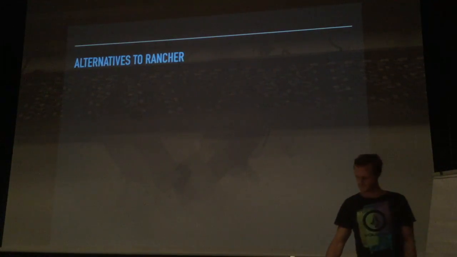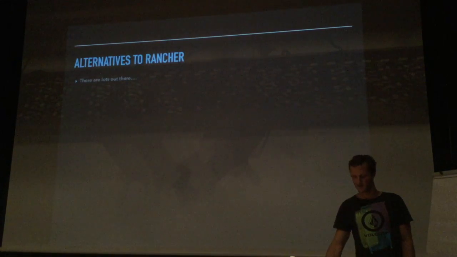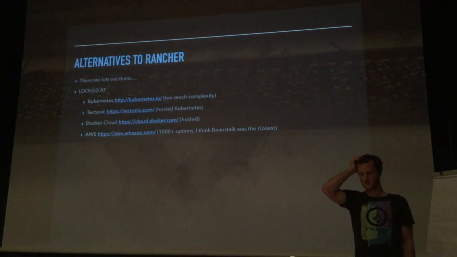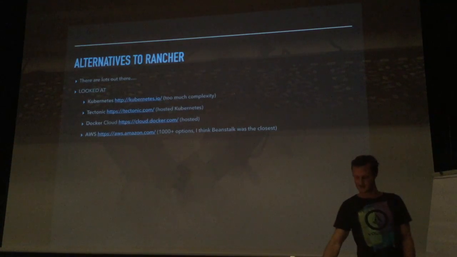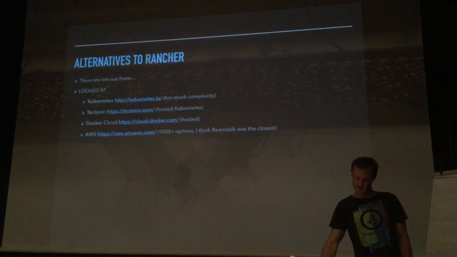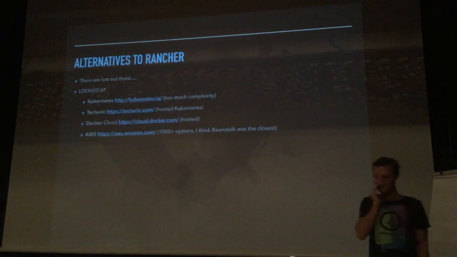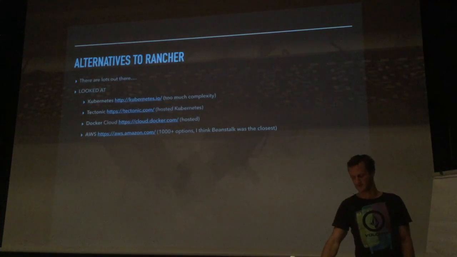So other than Rancher, there were some alternatives. There's plenty of stuff that does Docker deployment at large out there. I first started looking at Kubernetes, but then I probably gave up when I saw the first diagram and inside I just died. Tectonic was a hosted version of Kubernetes, Docker Cloud also hosted, and there's thousands of options on AWS, and Elastic Beanstalk was the closest for us because it's very Heroku-like, but around Docker.